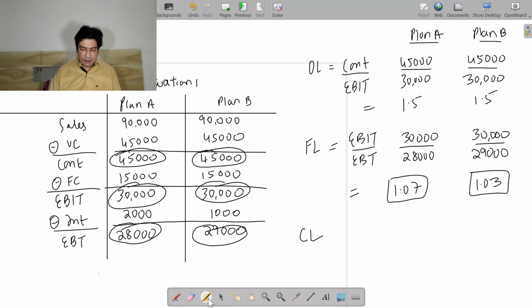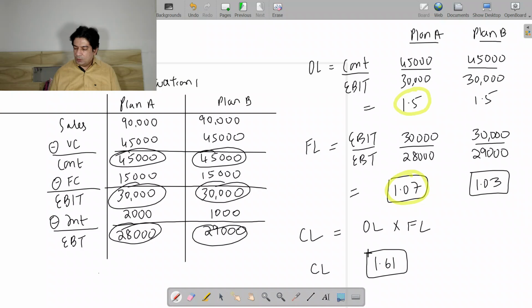Then you need to find the combined leverage. So you can multiply the operating leverage with the financial leverage. So you can write the formula operating leverage into financial leverage. Now here you can find combined leverage 1.5 into 1.07, so 1.61 I will take it approx. 1.5 into 1.03, 1.55 I will take it as approx.